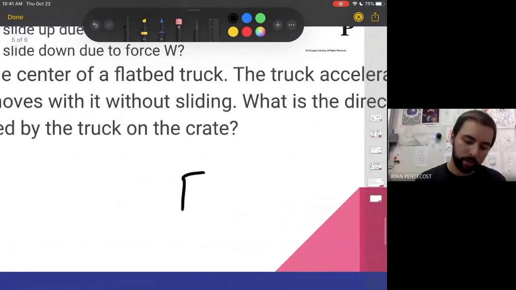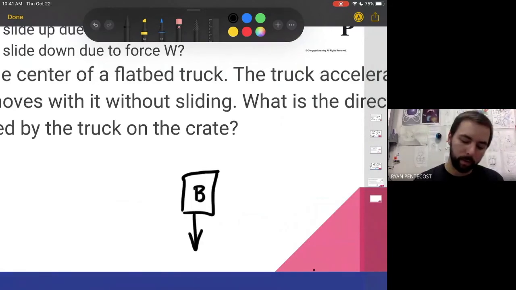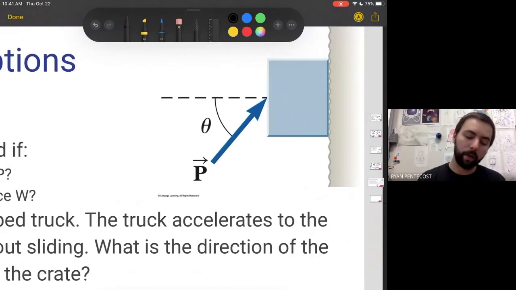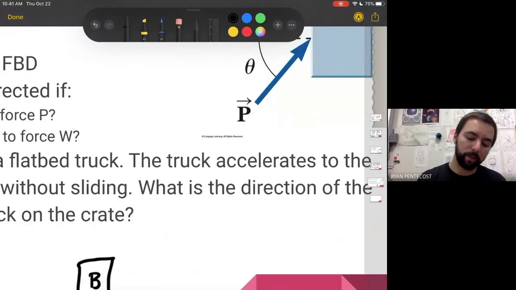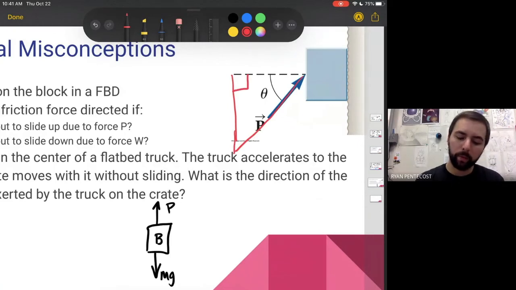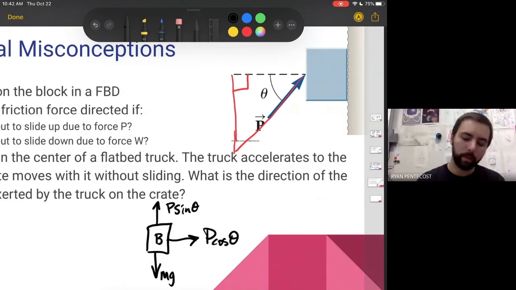We have this block, and then we have mg. We have this force pushing up, a pushing force P. Now, that theta is in a tricky spot. So we will say that it is pushing up. Okay, there is our triangle. So it is pushing up with P, and we have to look relative to that theta. That would be sine, opposite for y. So P sine theta going up. Then we are pushing to the right, P cosine theta.